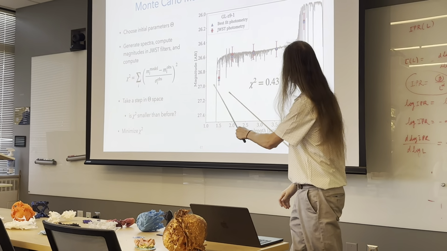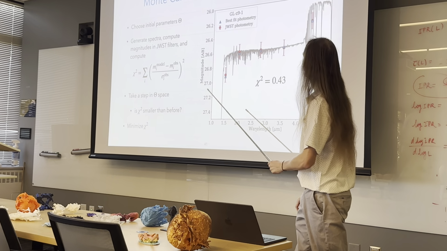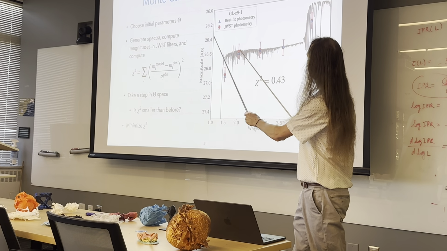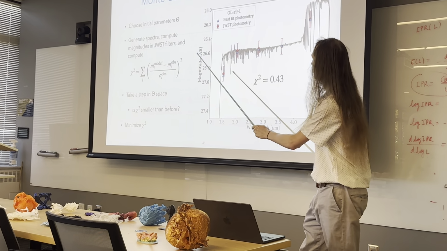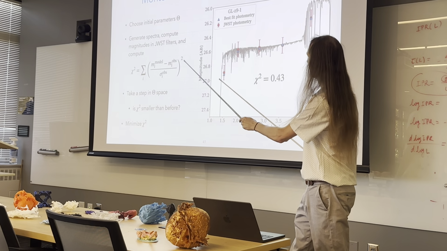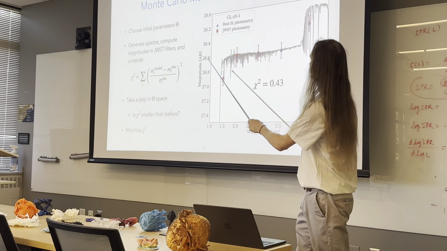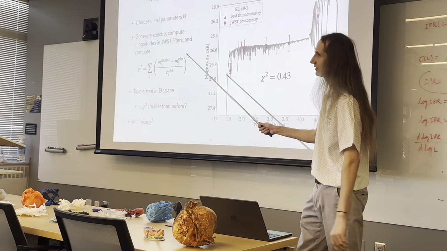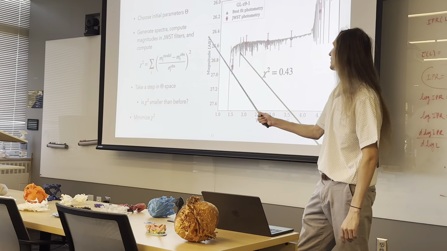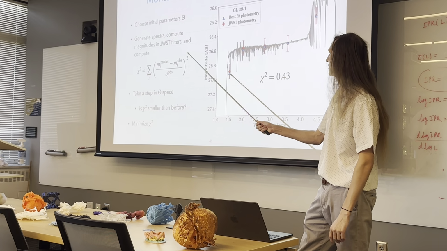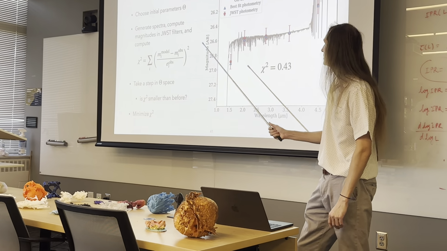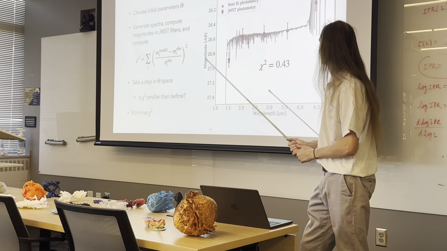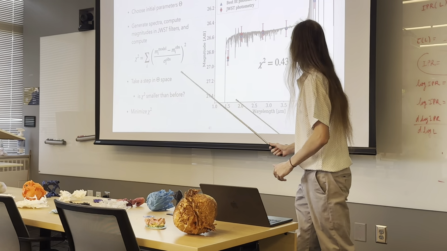The spectrum is shown in gray. And then the observations from JWST are the red points. And then our model magnitudes that we calculate from the spectrum are shown in the blue triangles. Now, this is a model that worked really well. This is once we found the right parameters, and our model matches the observations really well. But initially, when you start this process of trying to find the best parameters, it doesn't work like that.